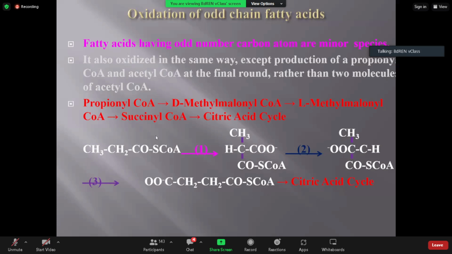And succinyl coenzyme A is an important metabolite of the citric acid cycle. So it can enter into the citric acid cycle to be oxidized into carbon dioxide, water, and energy. In this way, this propionyl coenzyme A can be utilized by the individual's body.